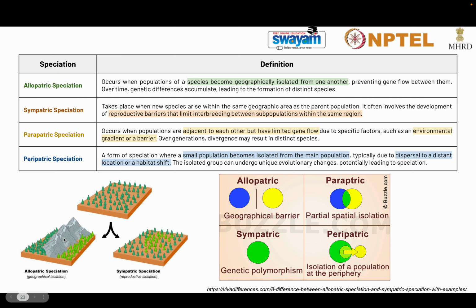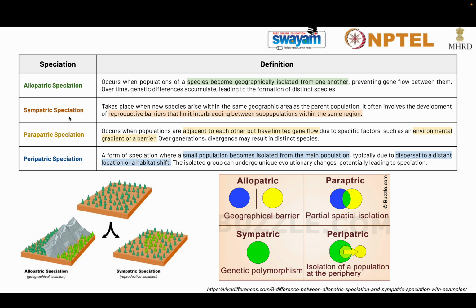able to interbreed. When we say organisms belong to a species, it means they can interbreed and produce viable offspring. So if they cannot interbreed or cannot produce viable offspring, we call them distinct species.